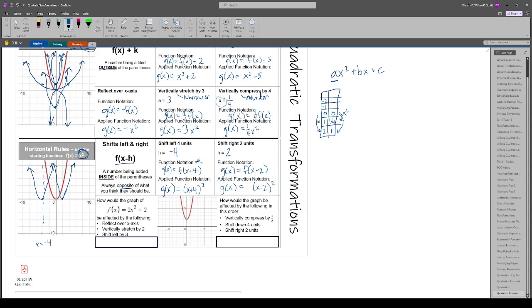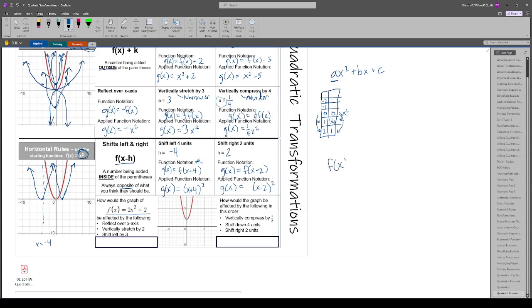Remember, we're not doing reflections and we're not doing stretches and compressions. There's no B value, only A, H, and K. And we're going to do a couple of composite transformations, ones where we do multiple things in order to see if we can apply these rules to it. So it says, how would this graph be affected by the following things in this order? So we have 3 rules to apply.